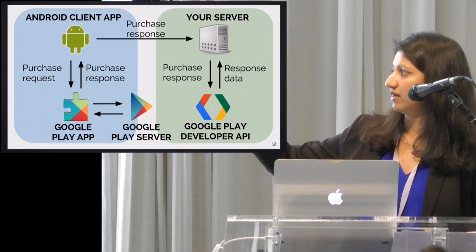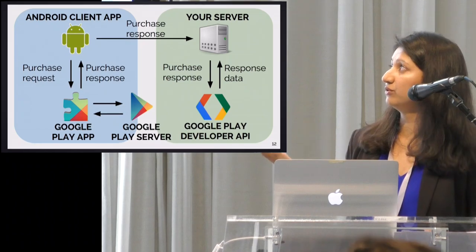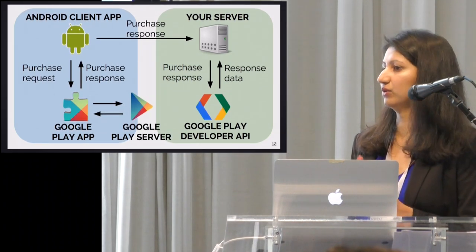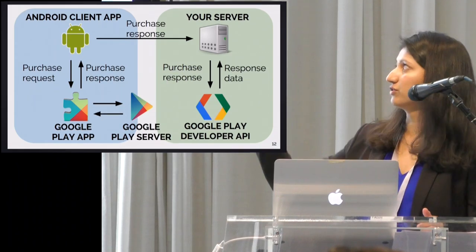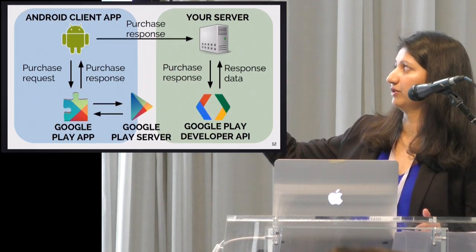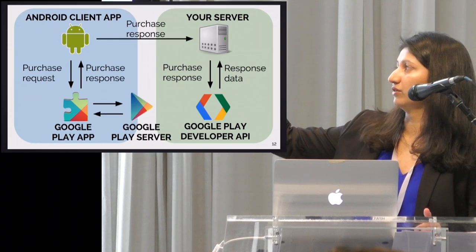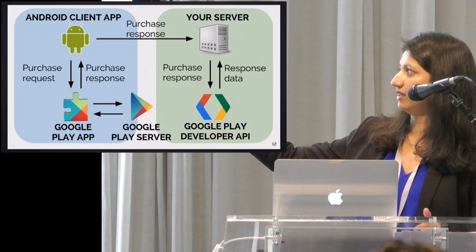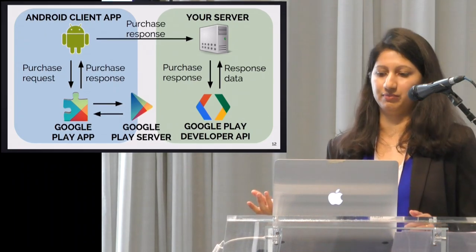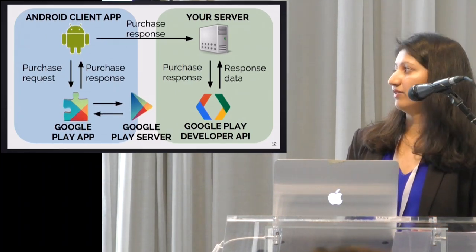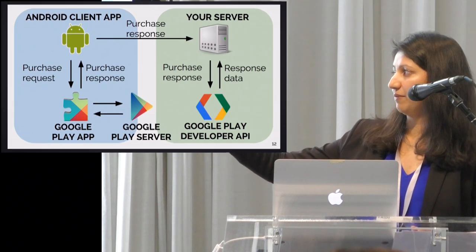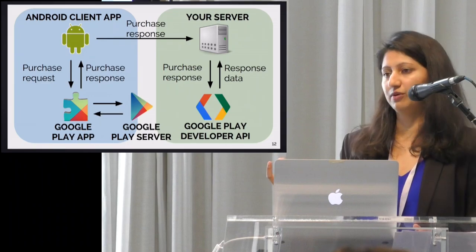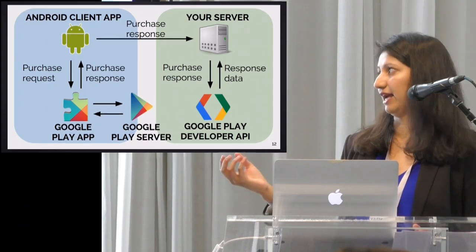Once that is done, it's up to you to figure out where to store your purchase response because it's only on the client side and Google doesn't send you a copy of it. You can store that on your server, that's up to you. Using information from that, you can send it to the Google Play Developer API and that's going to give you more response about your purchase. Another thing to note here is that the Google Play app stores information about the user's purchase for about 24 hours, so it's locally cached.